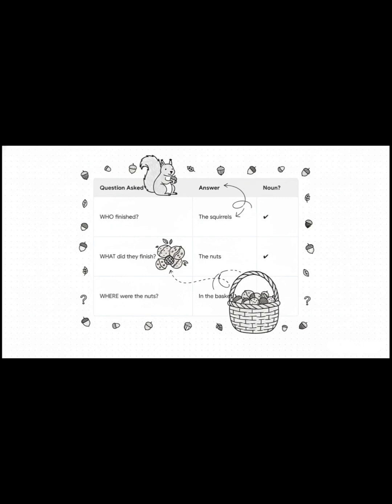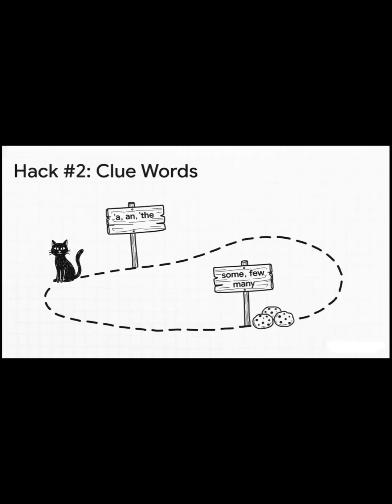Super easy, right? Now for hack number 2. This one's all about looking for signal words. Words like a, an, and the. Their whole job is to point to a noun. Think about it. You can't just say, "It has to be a something." And it's the same for words that tell you quantity, like some, few, or many. They have to be followed by a noun. So if you spot one of these little words, you can bet a noun is coming right up.